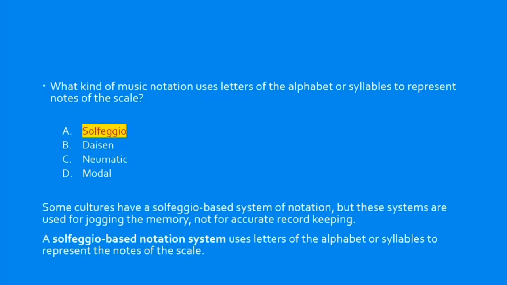The answer is A, solfeggio. Some cultures have a solfeggio-based system of notation, but these systems are used for jogging the memory, not for accurate record-keeping. A solfeggio-based notation system uses letters of the alphabet or syllables to represent the notes of the scale. Do, re, mi, fa, sol, la, ti, do are the familiar syllables.